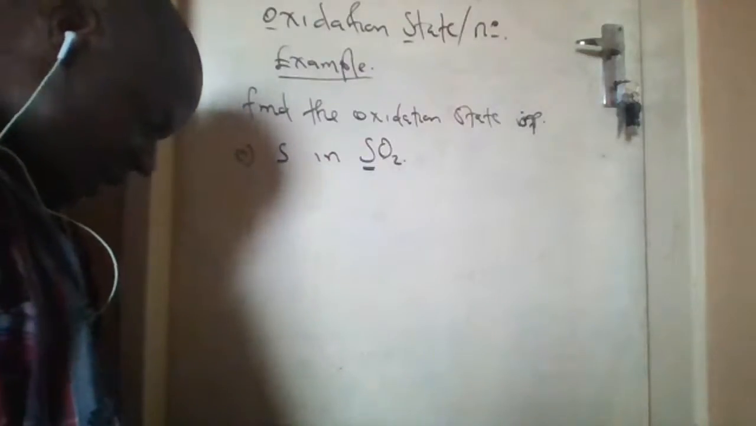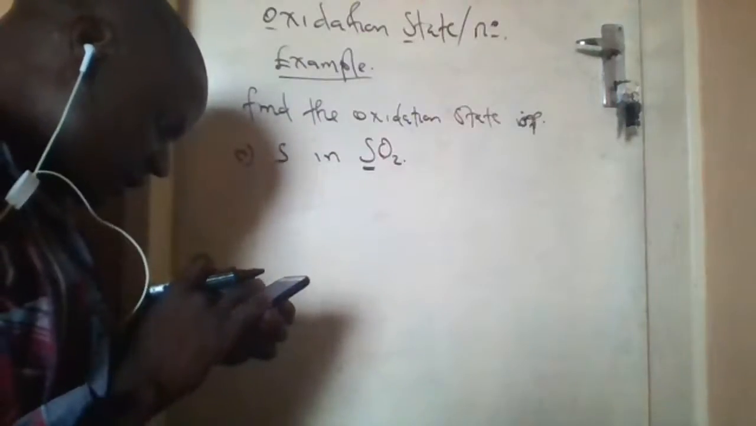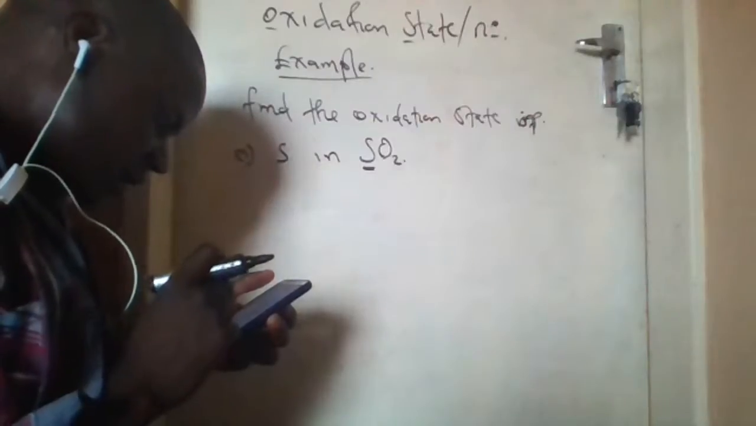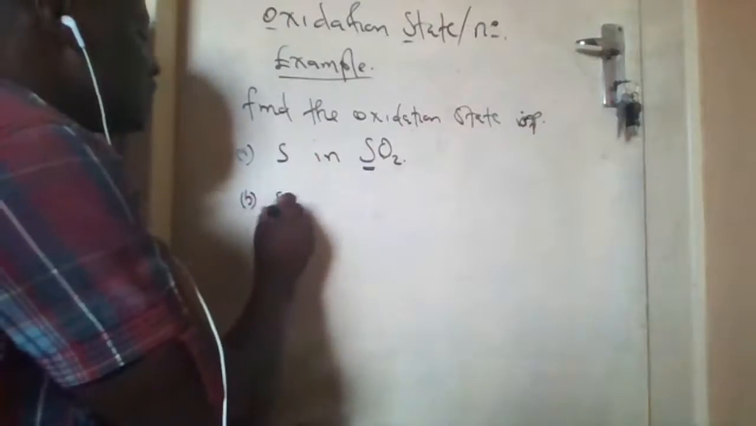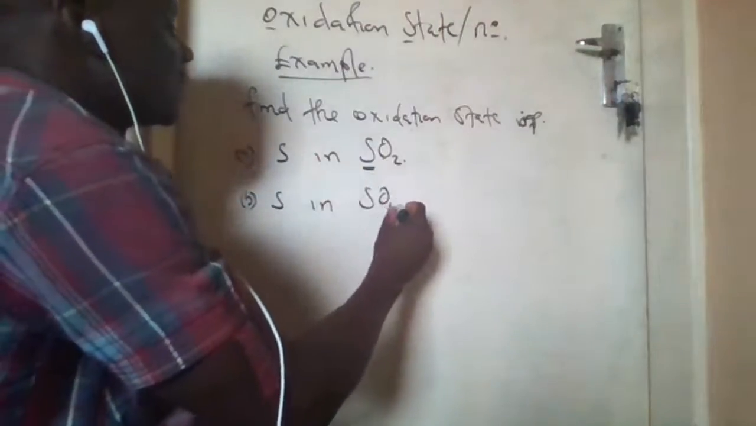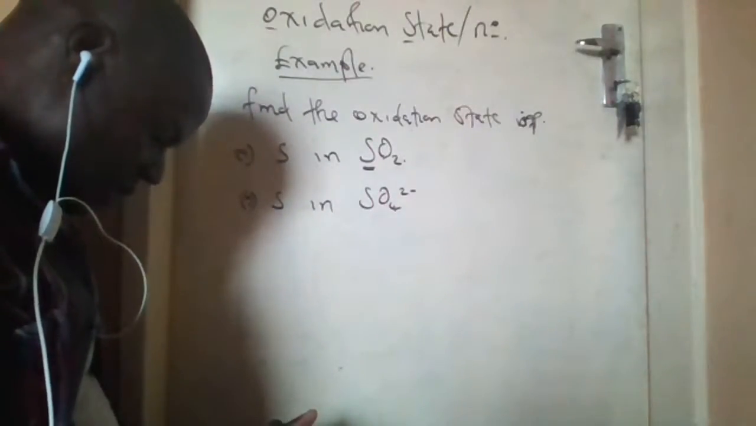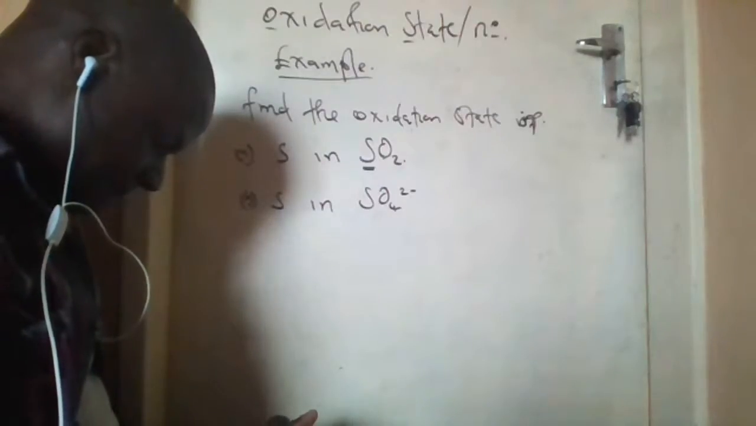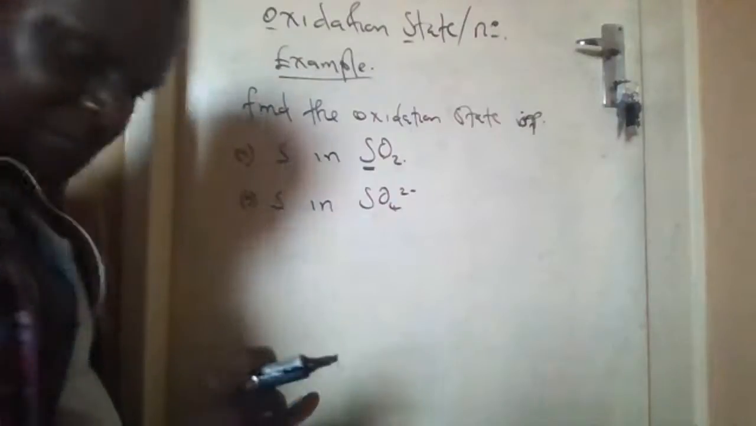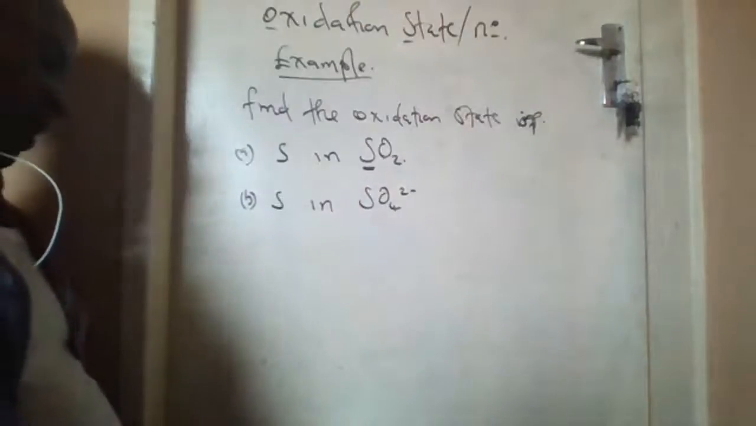The other one is the oxidation state of sulfur again, in sulfate. B, the oxidation state of sulfur in sulfate 2 minus. Maybe just those two. I think that's where we're going to end. So how can you find the oxidation state of sulfur in sulfur dioxide?